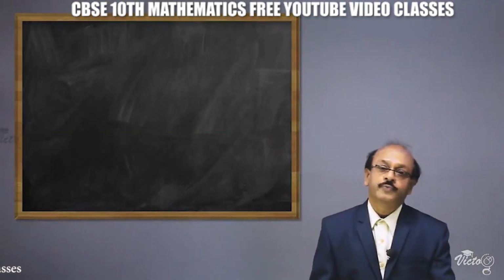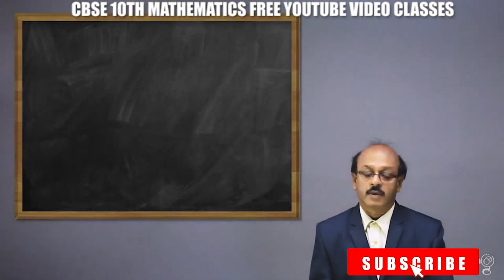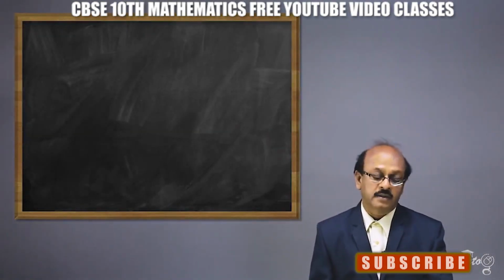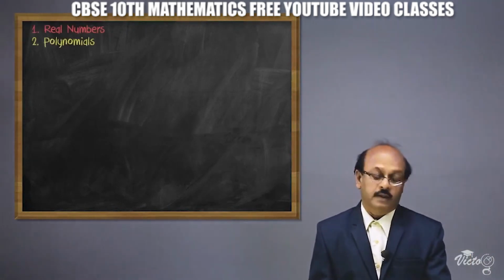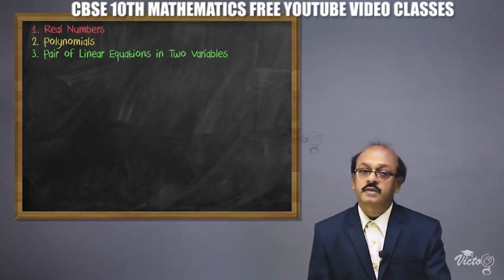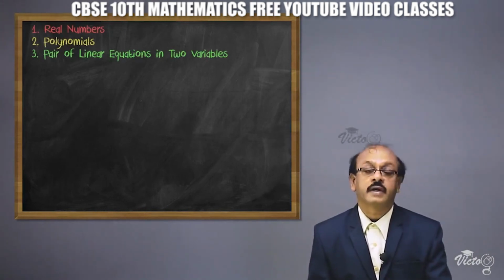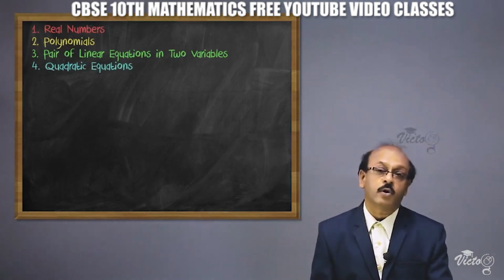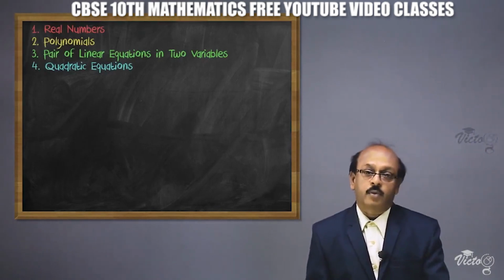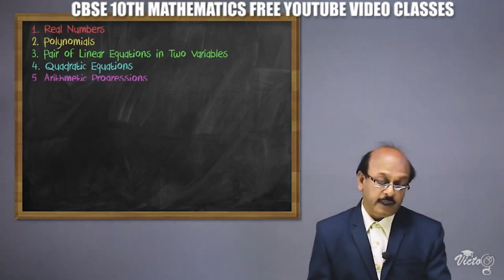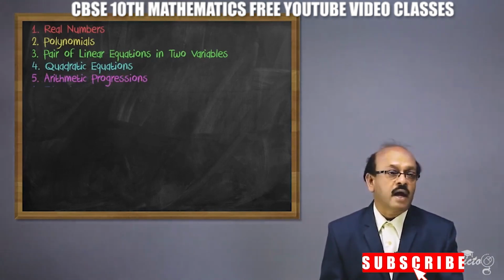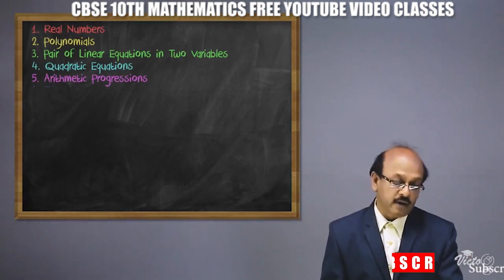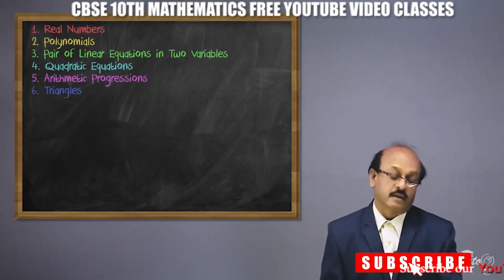We have 15 chapters in our syllabus. The first chapter is real numbers, second one is polynomials, third pair of linear equations in two variables. The fourth chapter is quadratic equations, which is an important chapter. Similarly important is fifth chapter, arithmetic progression. Then the continuation of triangles. We are studying about triangles from the 7th standard itself. So the continuation of triangles is the 6th chapter, triangles.